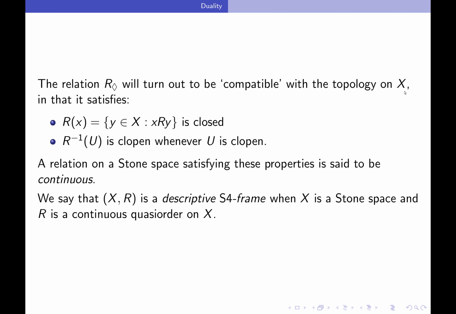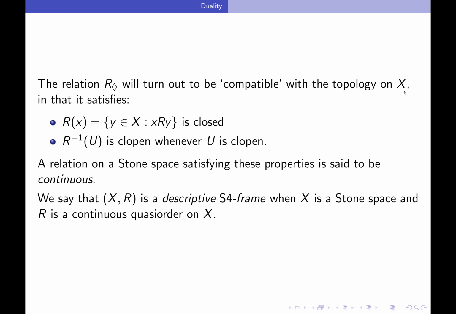So this relation that was constructed there will actually turn out to have some special properties. It'll be compatible with the topology. It'll turn out that the set of points that are seen from any point x is closed, right? So R of x is going to be, we call that point closed. And that R inverse will take clopen sets to clopen sets. Now, the first condition may seem a little mysterious, but the second one is exactly what it means for a function to be continuous, and so it's natural to call this a continuous relation.